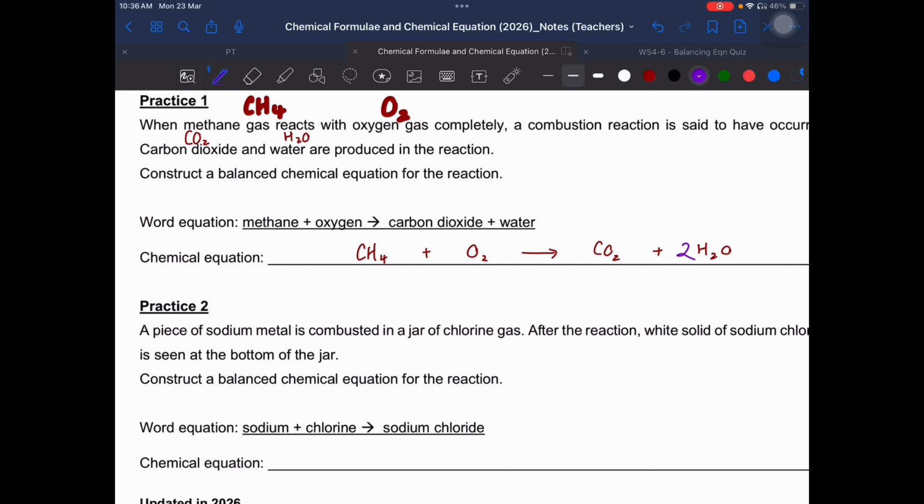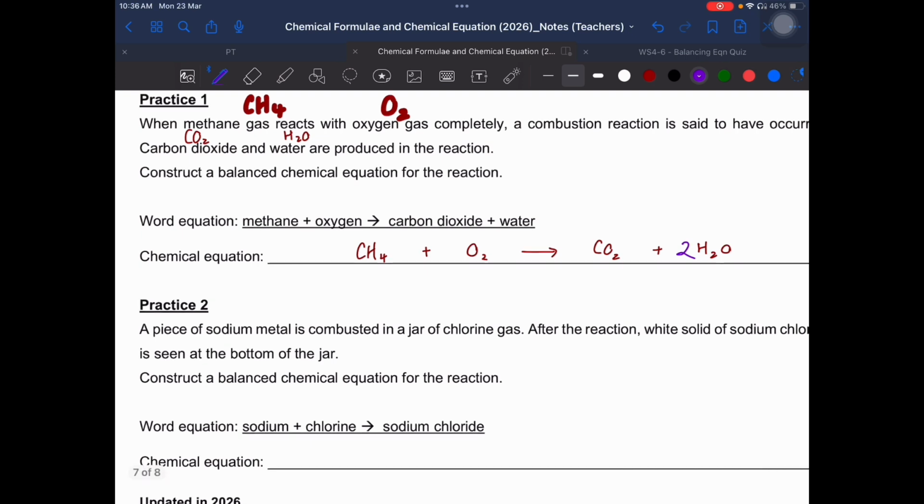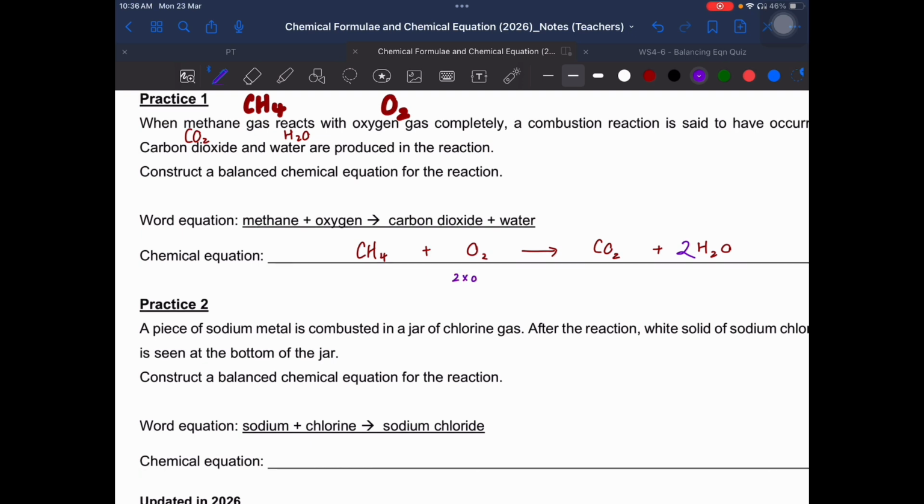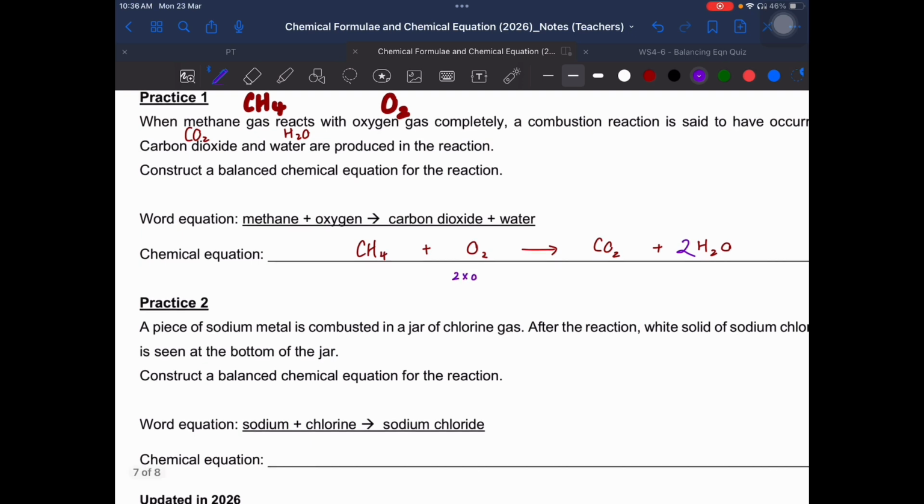O2. On the left hand side here, I have 1 of the O2, which is 2 oxygen. On the right hand side here, I have 2 oxygen here, but now I also have 2 oxygen here. So total I actually have 4 of the oxygen. And to balance this entire thing up, I need a 2 here. This will give me another 2 of the oxygen. And this will be my balanced equation.